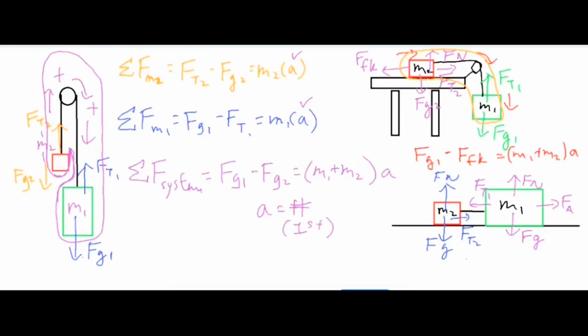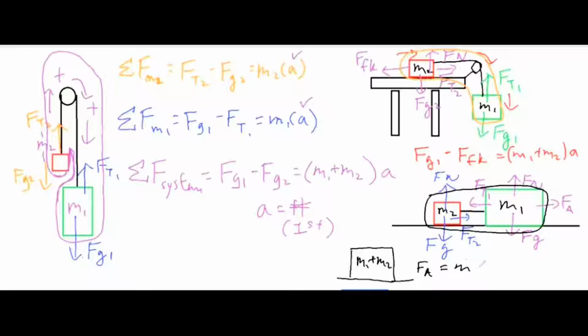But then again, you can treat it like one giant object and pretend that M1 and M2 are one big system. In that case, we have these two vertical ones that are canceling each other out, these two vertical ones that are canceling each other out. So then in this case, that FA would just equal M1 plus M2 times the acceleration. And then if there was a force of kinetic friction, that would be the opposing force that you would subtract from the applied force.